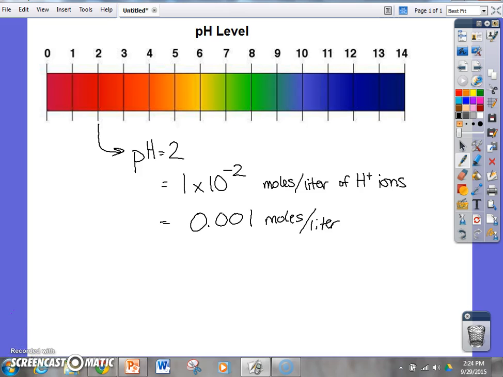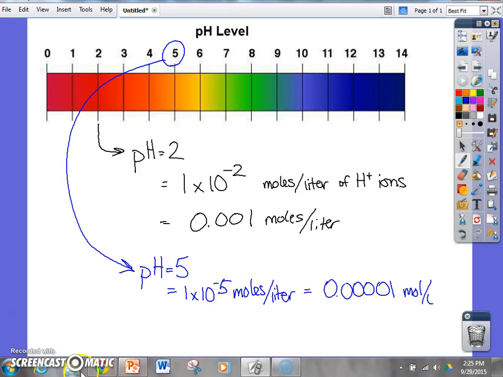So the actual decimal number for this would be 0.01 moles per liter of hydrogen ions. Moles is a unit of concentration. On the other hand, if I had something with a pH of 5, that would translate to 1 times 10 to the minus 5 moles per liter because that 5 on the pH scale means negative 5 exponent, which translates to the decimal equivalent of 0.00001 moles per liter of hydrogen ions.